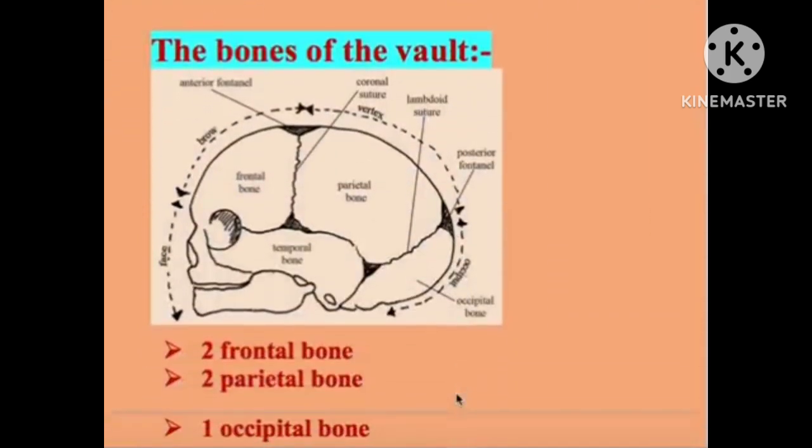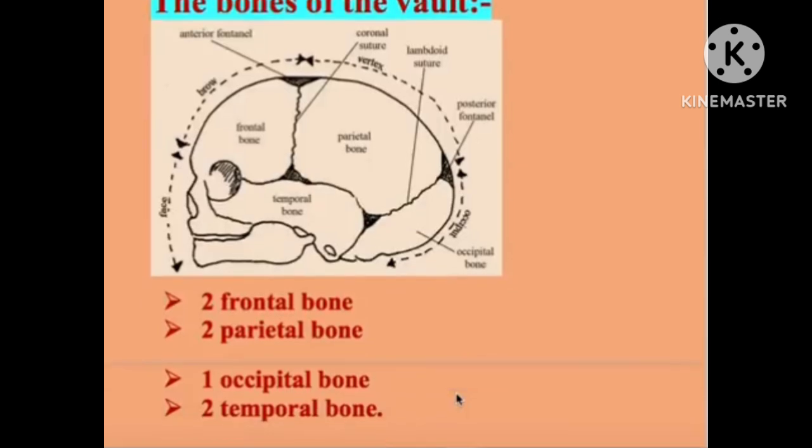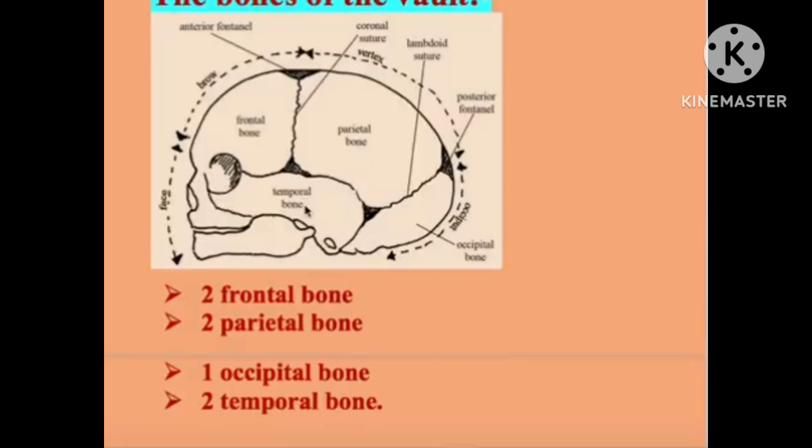Next one is the bones of the vault. These are the bones present in the fetal skull vault: 2 frontal bones, 2 parietal bones, 1 occipital bone and 2 temporal bones.